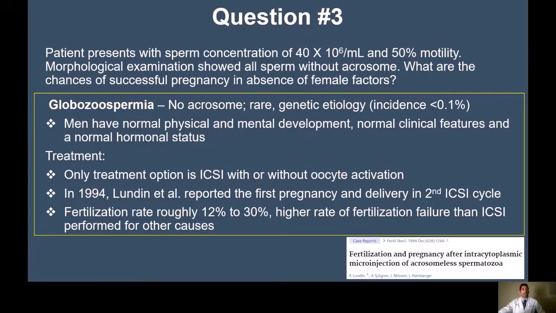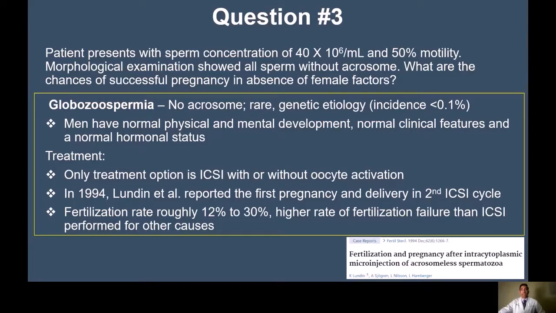So this is a patient who has globozoospermia. This is defined as sperm without an acrosome, and this is a rare genetic condition with an incidence of less than 0.1%. Men who present to the clinic typically have normal physical and clinical characteristics. They have normal mental development, and they have a normal hormonal status. Unfortunately, the only viable treatment option for this patient is IVF and ICSI with or without oocyte activation.